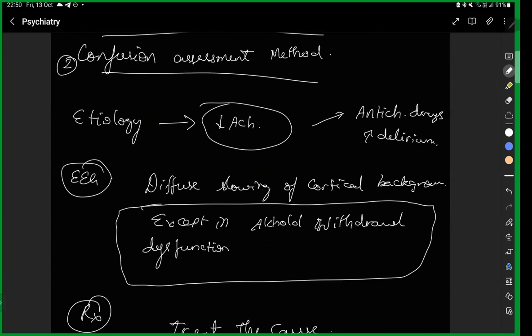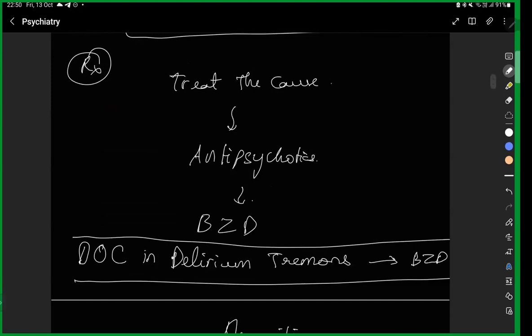How do you treat this patient? You are just going to treat the cause. You can give antipsychotics for these patients. Low dose antipsychotics are given for hallucination, and benzodiazepines such as midazolam and diazepam are given for insomnia. What is the drug of choice in case of delirium tremens? Benzodiazepines. This comes to the end of our discussion on delirium.